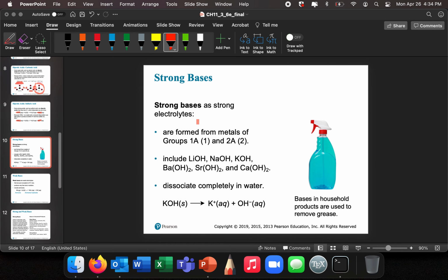Okay, so let's talk now about strong bases. Strong bases are strong electrolytes, and they're formed from metals in groups 1A and 2A. For example, lithium hydroxide, sodium hydroxide, potassium hydroxide, barium, strontium, and calcium hydroxide. They dissociate completely in water, so we use a single directional arrow there, and that's why we call them strong.